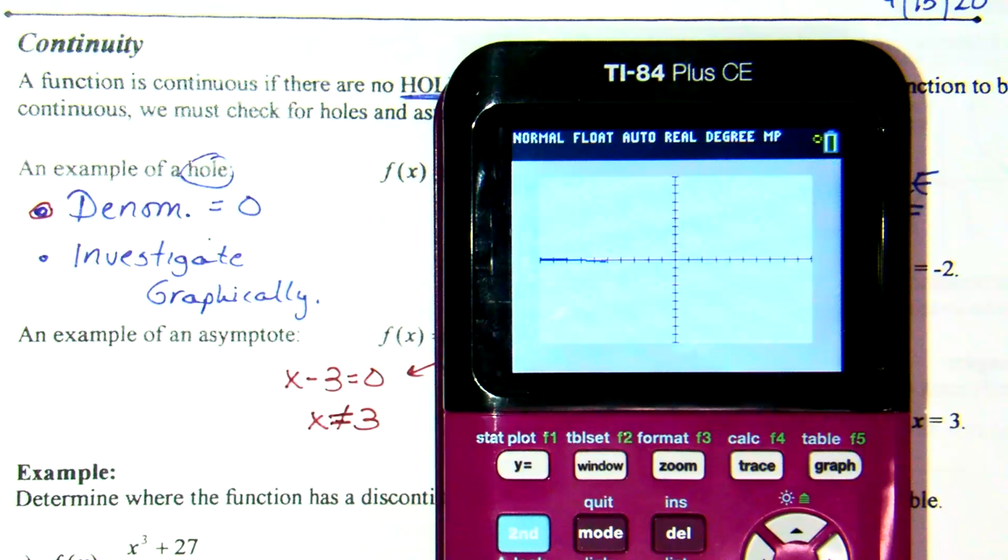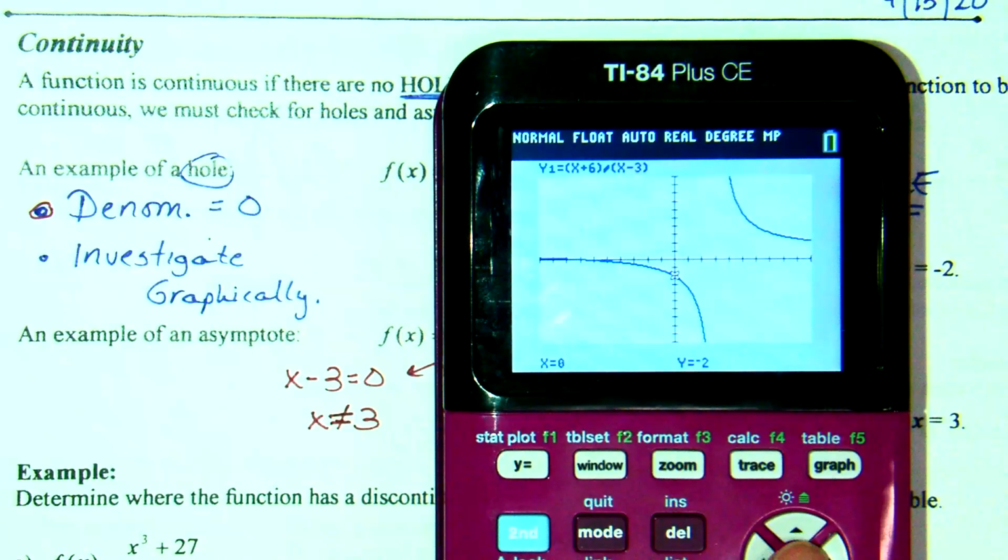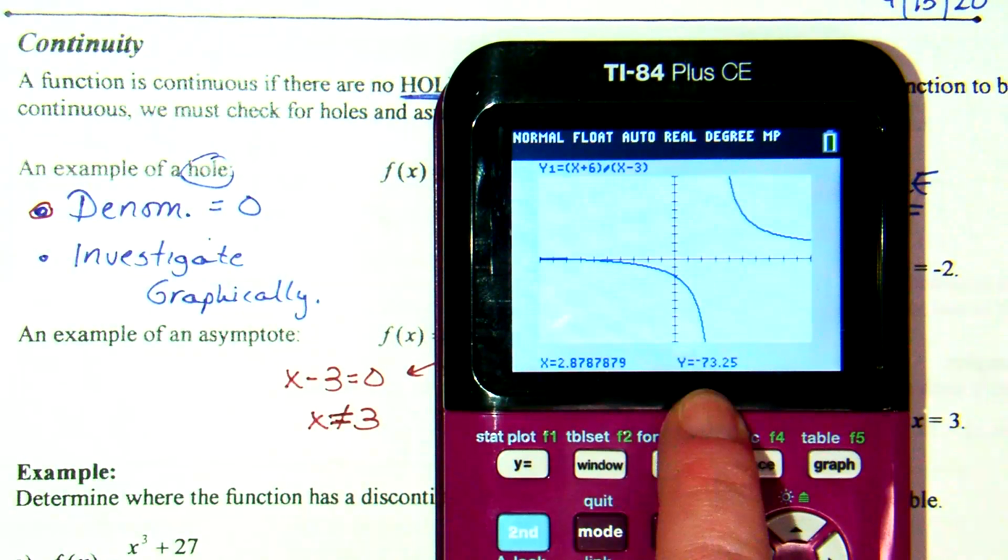If I show this to you, where are we expecting this to happen at? 3. Definitely not continuous, right? Definitely a discontinuity, because there's definitely a big old break in the graph. Where are we guessing that vertical asymptote is? At 3. And if you count over 1, 2, 3, you can kind of think, does that make sense? Yep.